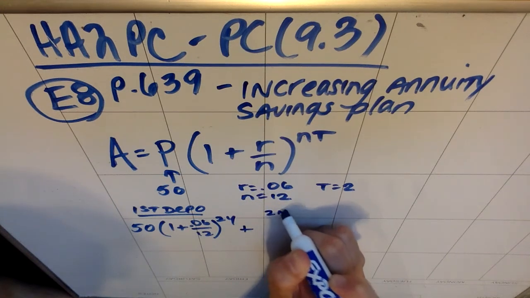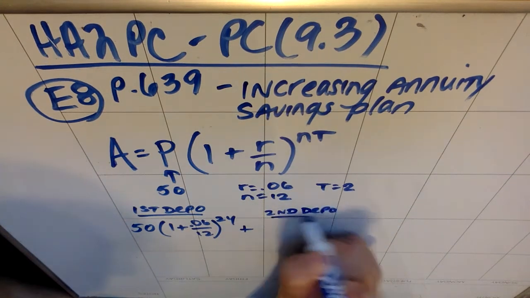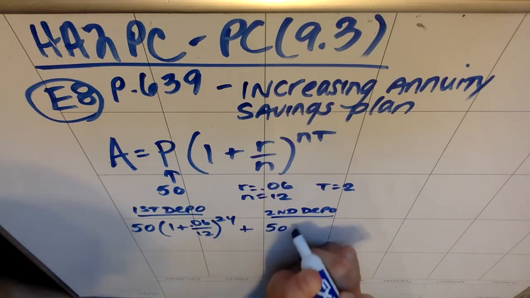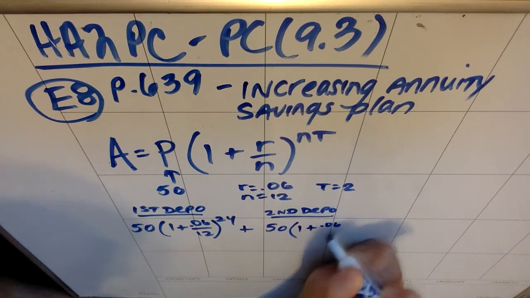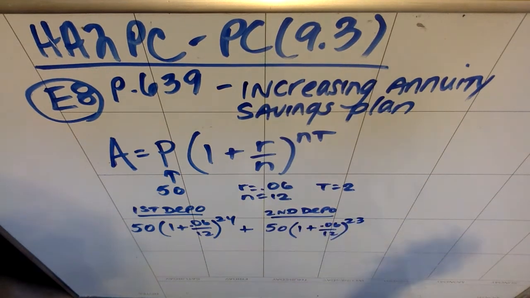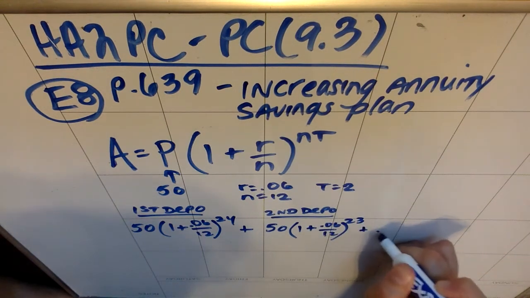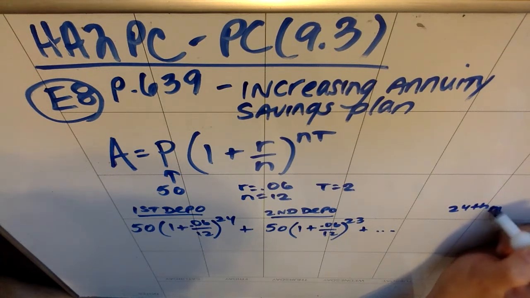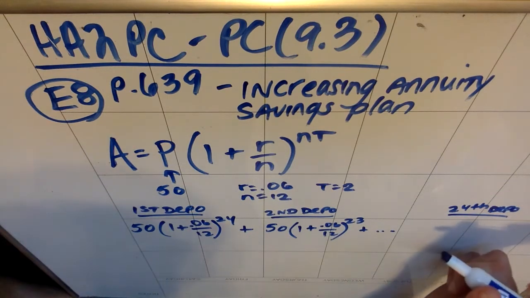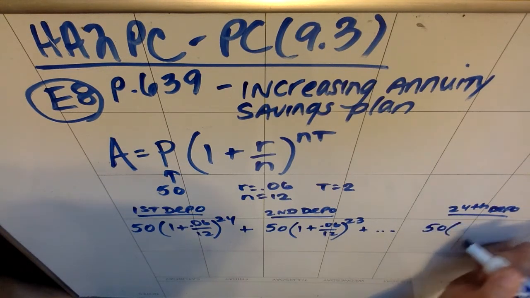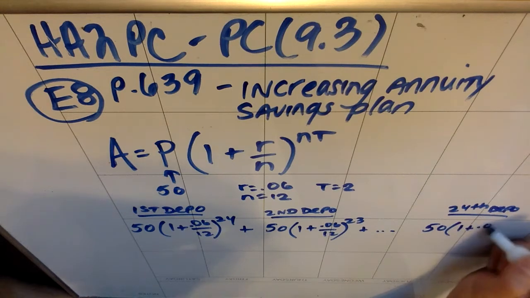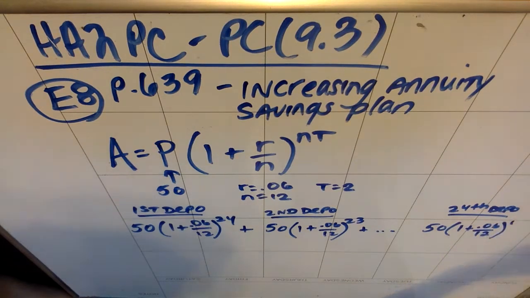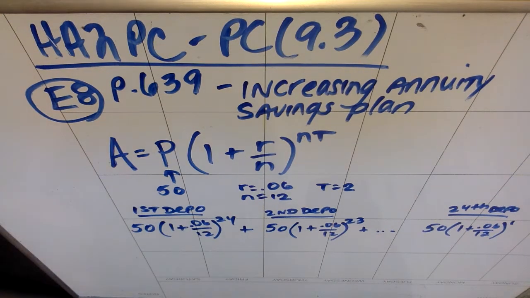But the second deposit, I'm going to make another $50 deposit at the start of the second month, but it's only going to get to accrue interest for 23 months because it's in the second month already. Plus all the way until I get down to the 24th month. It's the last month, so my 24th deposit is going to be 50 times (1 + 0.06/12) to the first power, because that's the last month I'm going to make a deposit. I make it on the first day of every month, and that's the end of the deposits. Okay, so a couple things here.